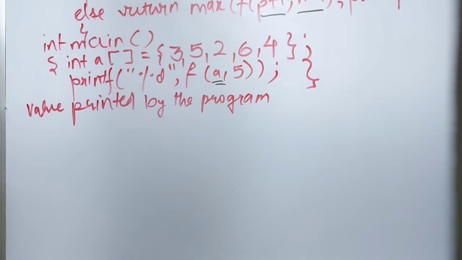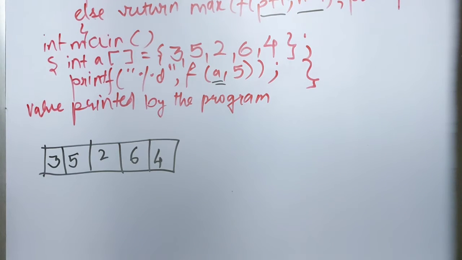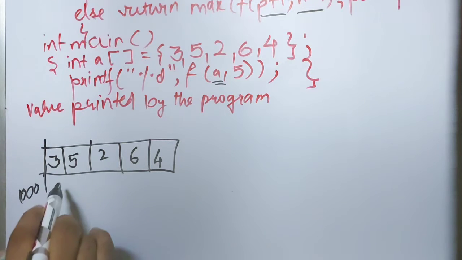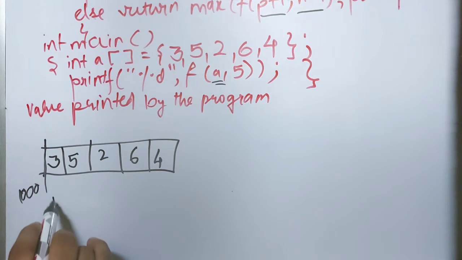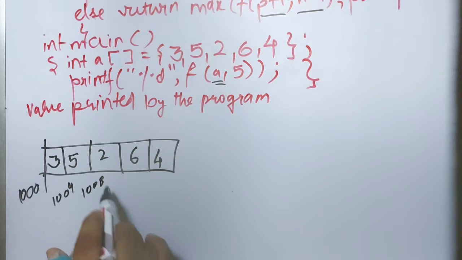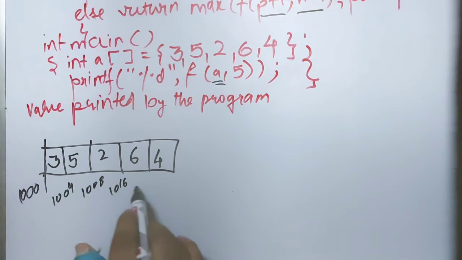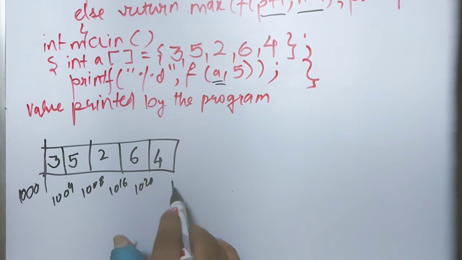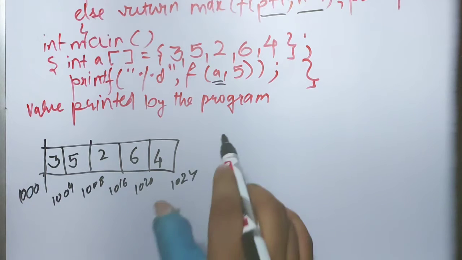So first we will draw our array. Here comes our array. Let us consider the starting address of the array is 1000. As an integer in this program takes 4 bytes, the address of the next element is 1004. Similarly 1008 for the next element, 1012, 1016, 1020 and 1024. Okay, and now let's solve the question.